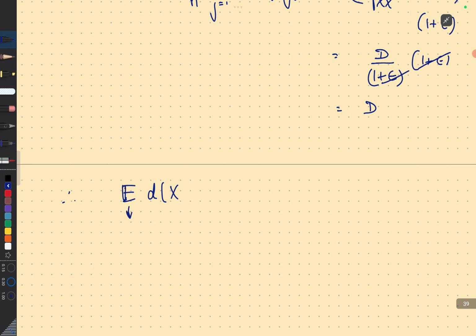Remember that this expectation was taken with respect to the joint distribution P x^n and P c, where this P c was the distribution with which you generated the code book. So it's going to be less than or equal to D plus something that is vanishing in n.